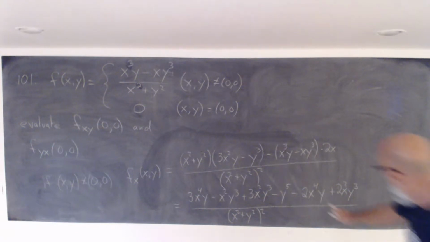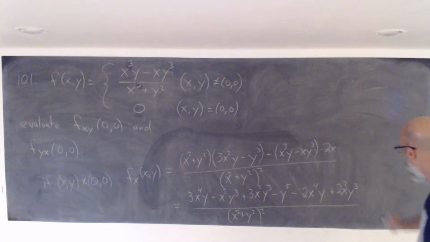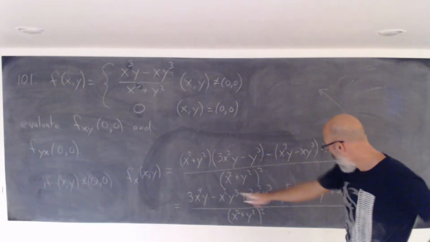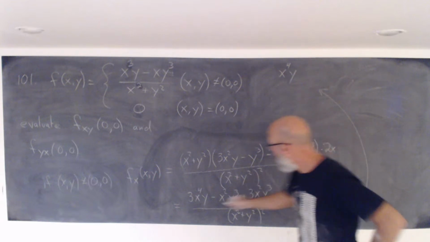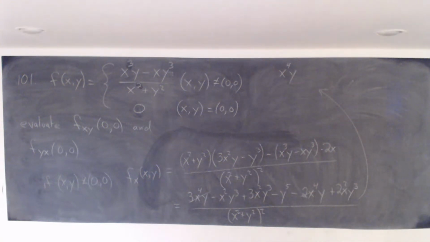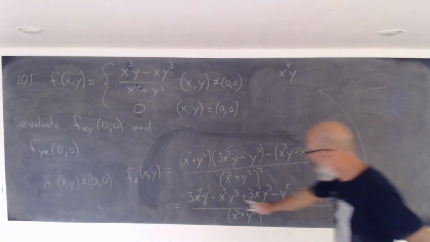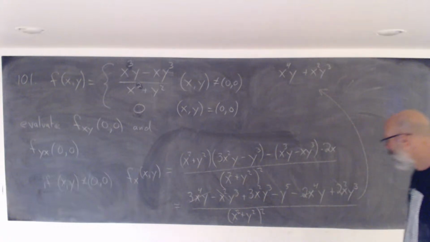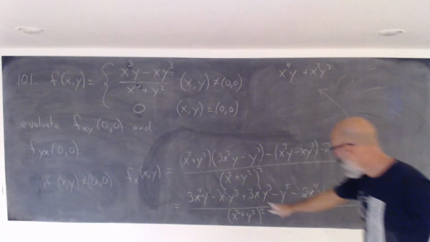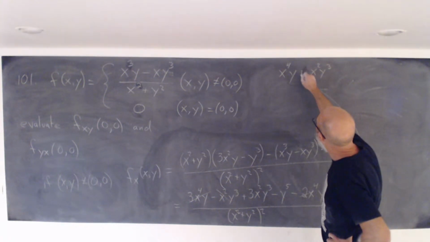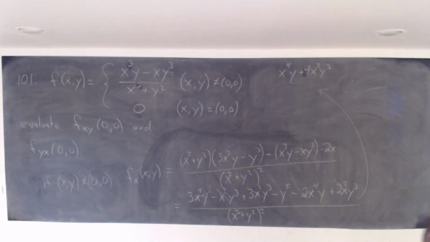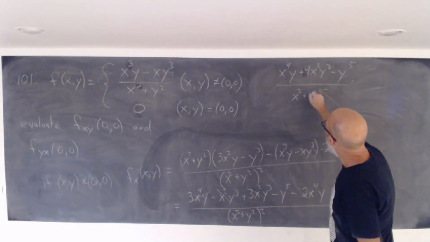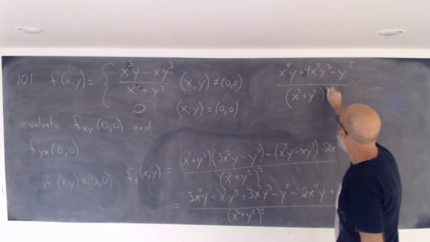Anything? Well, these two cancel out. Let me rewrite it here. So this and this, we get an x to the 4y. The x squared y cubed, so plus x squared y cubed. No, we have another x squared y cubed here, so that's going to be a plus 4. Minus y to the 5 over (x squared plus y squared), all squared.